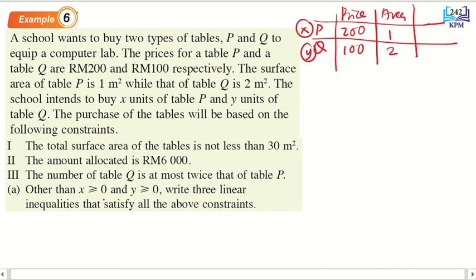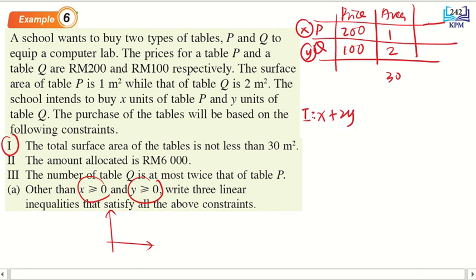Then we want to form the inequalities. This one I give you two inequalities already, so later your graph can start from the first quadrant only: x more than or equal to 0, y more than or equal to 0. Then we look at the first constraint. The total surface area of the tables is not less than 30. What is the total surface area? It's the number of P multiplied by the area, so 1x plus 2y, not less than 30. It cannot be smaller than 30, so it's more than or equal to 30. So this is your first inequality.